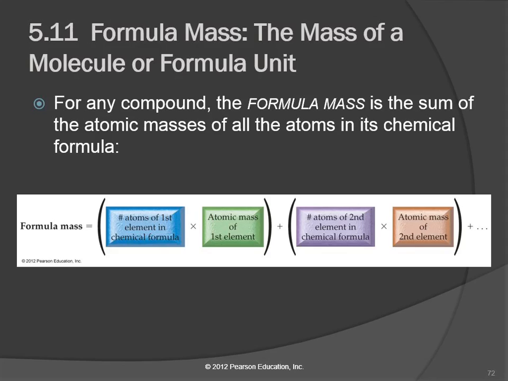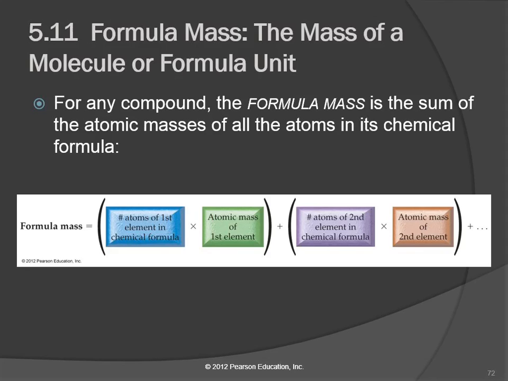For any compound, what we call the formula mass is the sum of the atomic masses of all the atoms in its chemical formula. So you take the number of atoms of the first element times the atomic mass. How do we know what the atomic mass of an element is? Where do we find that information? On the periodic table. That's the number under the symbol, the atomic mass in atomic mass units. And then we would multiply the second element's mass by the number of atoms.